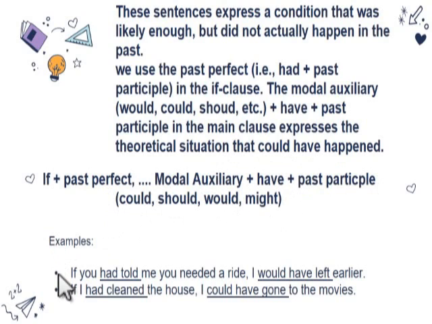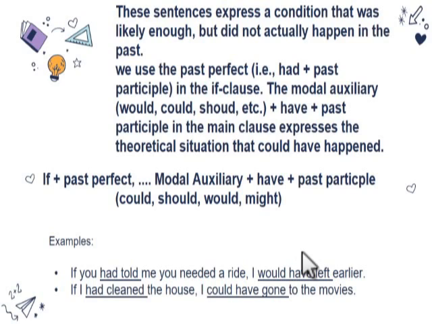Okay, look at examples for this one. Example: if you had told me you needed a ride, I would have left earlier. Look at this one, had told is the past participle for the if clause, and then this is the main clause, use would plus have plus verb 3. Okay, this is for the main clause. It means that it didn't happen in the past.